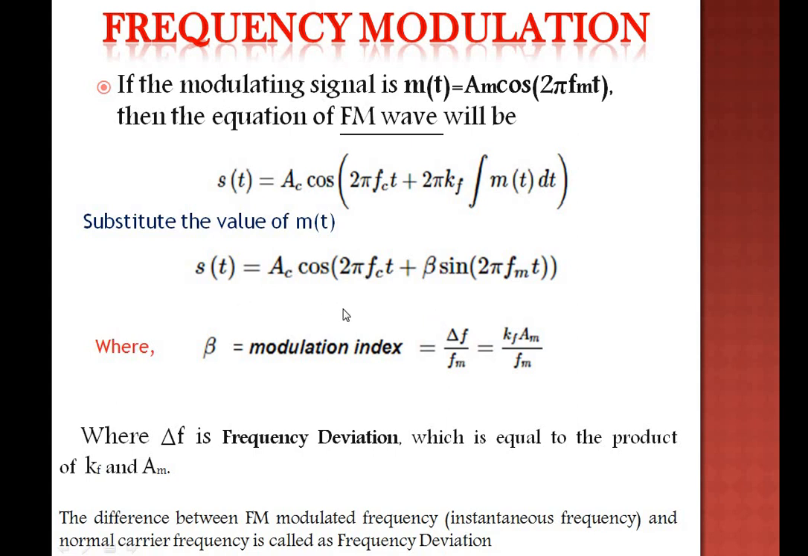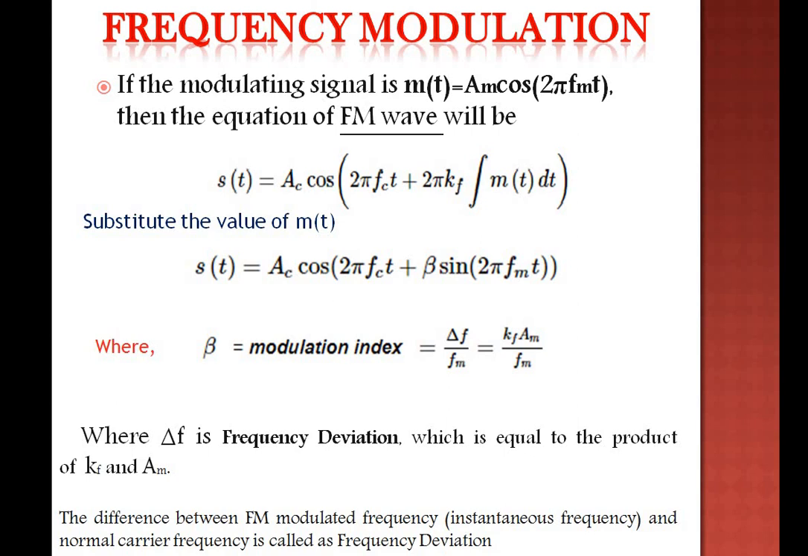So the standard equation of frequency modulation is given as S of t is equal to Ac cos 2 pi fct plus beta into sin 2 pi fmt. What is the beta? This Am 2 pi kf. This variable I am substituting, and that beta is given as the modulation index. What is the modulation index? You remember, it tells the depth of the modulation. How much your message signal has been modulated, to which extent it is modulated. So the modulation index gives that particular value.